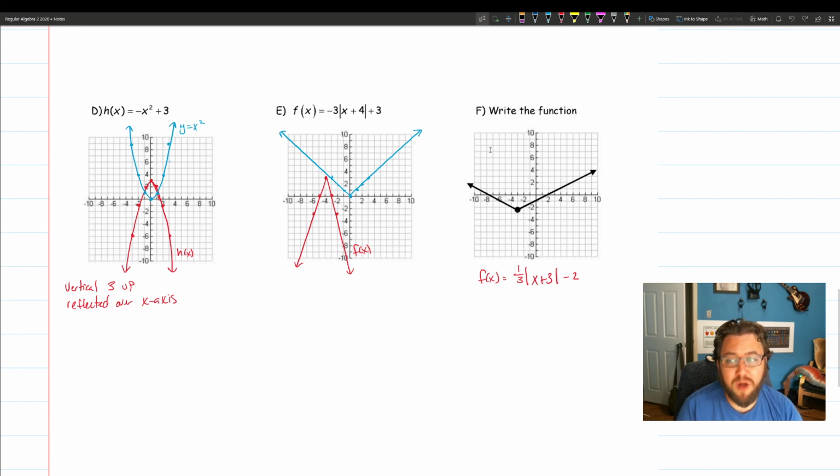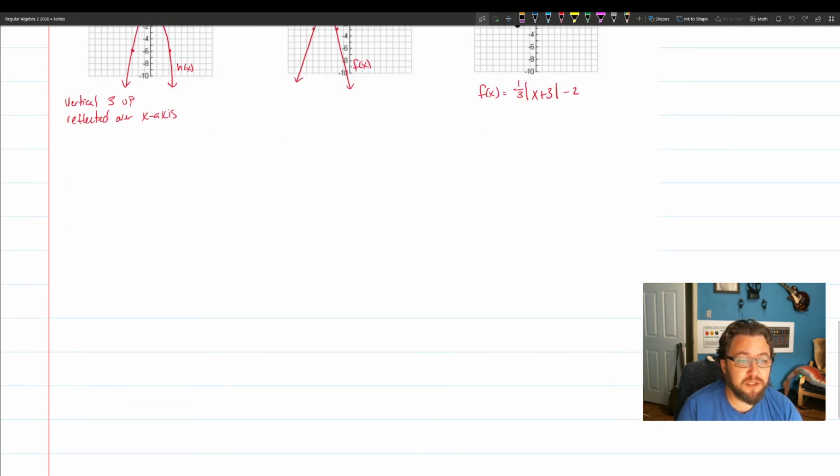So for F, for a problem like this, I always look at HK first. So here I see it's moved over 1, 2, 3 to the left. So +3 is going to be my H in the absolute value bars. And then it's 1, 2 down, so -2 for my K. And then I looked at the slope. My slope is up 1 over 1, 2, 3, so my slope is 1/3, which means my A is 1/3 for an absolute value equation.